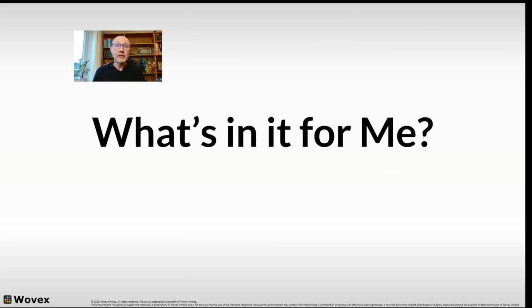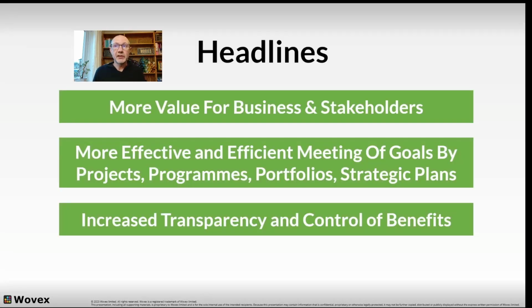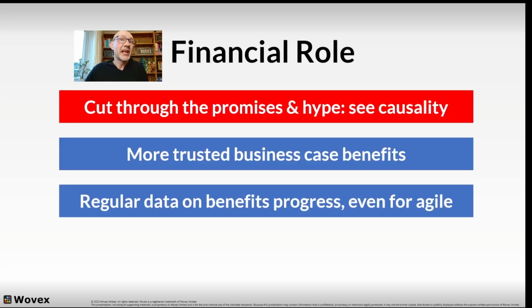So when we look at what's in it for me and for the different roles in the organisation, first of all, we should be looking at some headlines overall. So we've already talked about more value for the business and stakeholders. Second, we can do this more effectively and efficiently in terms of meeting those goals by using this approach. And also, we've spoken about transparency, that it gives you that extra information of what's planned, what's been delivered, and it gives you therefore that control of benefits. Now, these alone are three areas which are quite powerful, but let's have a look at the financial role.